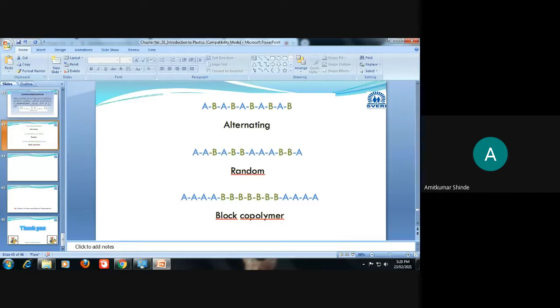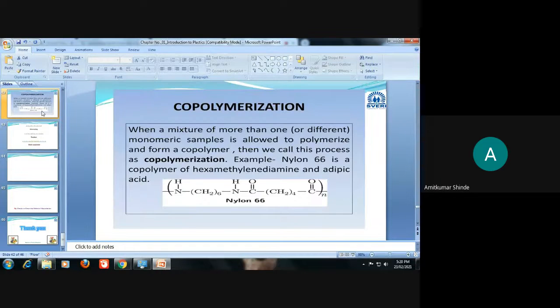Okay, one last polymerization type will be there. That is the graft polymerization. Okay, that graft polymerization is one subtype. It is only one subtype of copolymerization. This copolymerization will have four types.